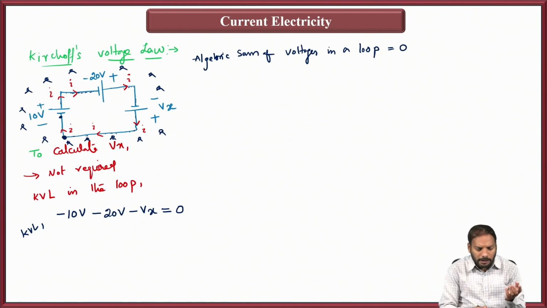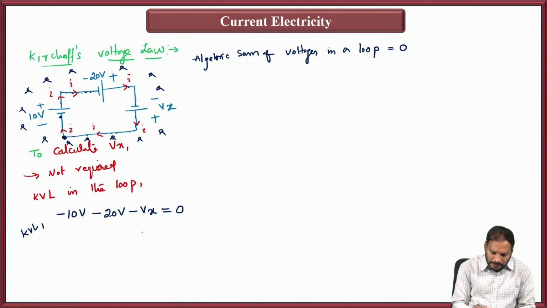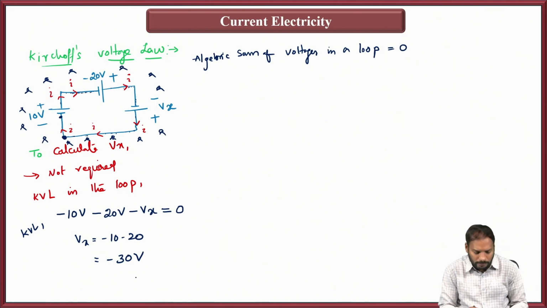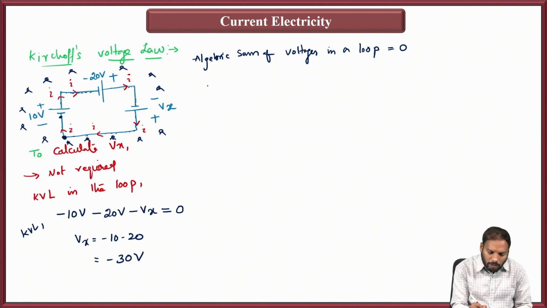Similarly, if the four elements are connected in series, and if you know the three voltage drops across three elements, then you can easily calculate the fourth element's drop using this KVL method. From this equation, I can write the value of Vx. Vx is nothing but minus 10 minus 20, which is exactly equal to minus 30 volts. Vx is equal to minus 30 volts. This is how you calculate the voltage across this unknown element.